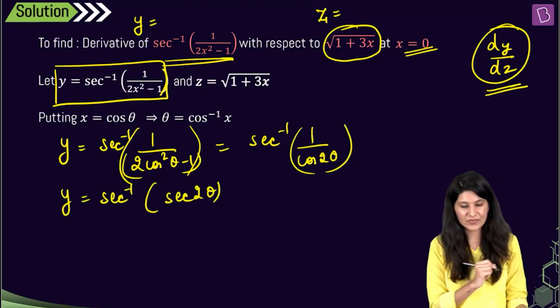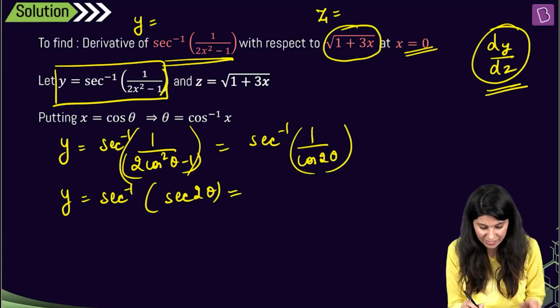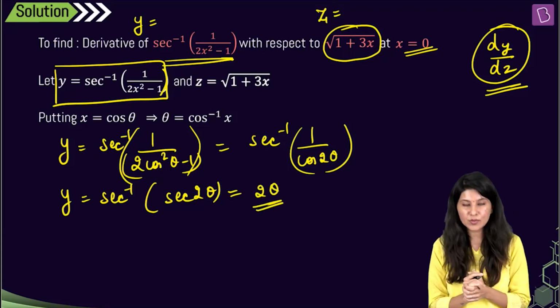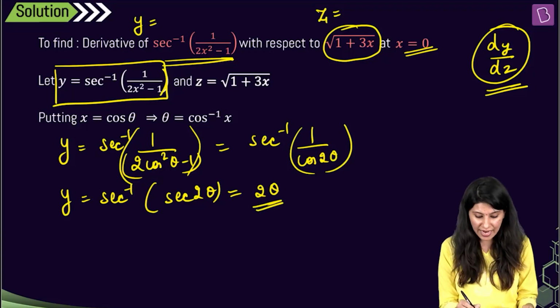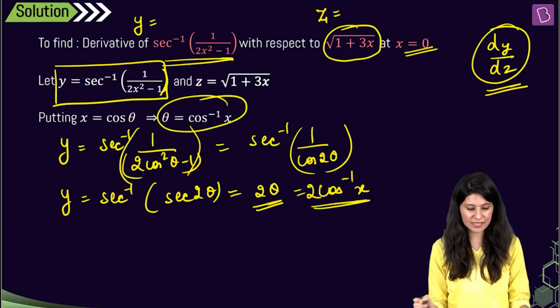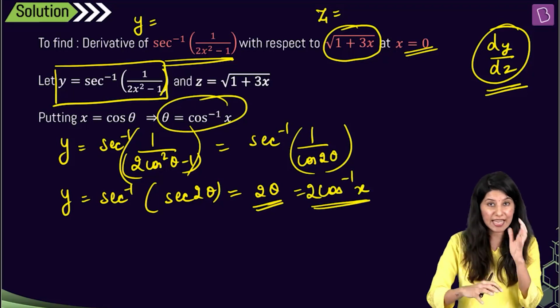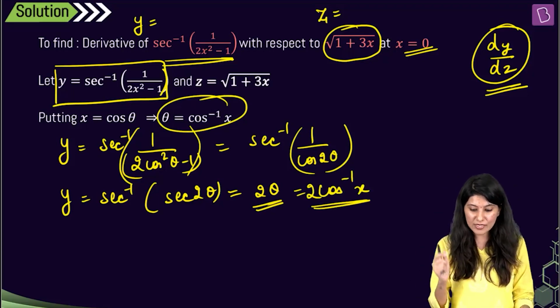Yes, my dear students. Sec inverse sec 2 theta. That means y is exactly equal to 2 theta, and theta is replaced by cos inverse x. So y is nothing but 2 cos inverse x. Now can you see what was y? Sec inverse (1 upon 2x square minus 1). What is y now? Y is 2 cos inverse x.